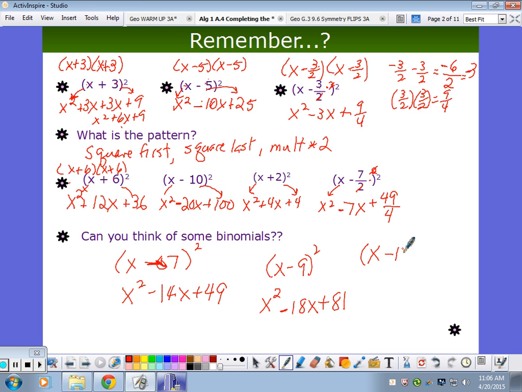X minus 11 squared. X squared minus 22x plus 121. One more. X plus 12. Tomorrow, I mean, that's not x squared plus 9, no, it's not, okay? So don't. Think about it.